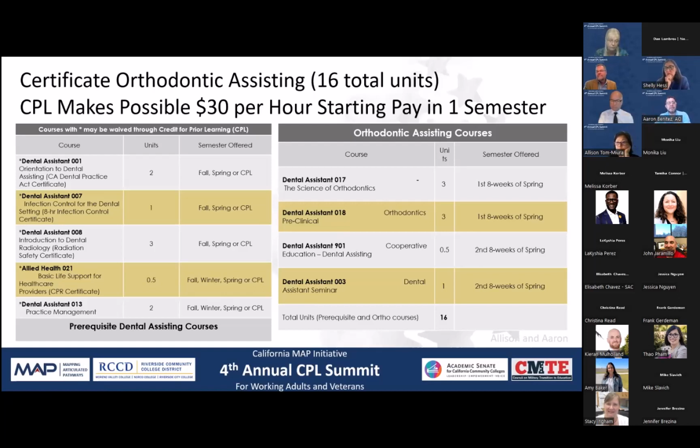As long as you have the certificates on the left, you get the CPL, and it's a stackable certificate where you end up getting a 16-unit certificate of achievement. If you haven't already figured it out, Aaron is the AO, he's faculty in dental, and pretty much functioning like the CPL coordinator. So he's like a unicorn. Don't try to recreate this at your college, but it's a pretty nice combo to have.